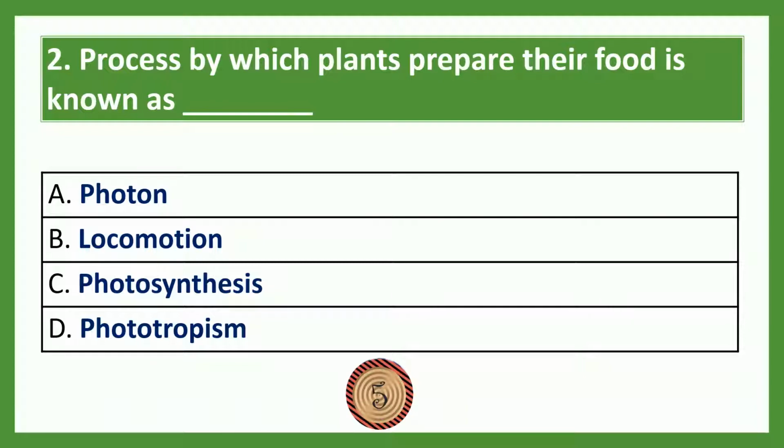This is known as the kitchen of the plant. Option A, stem, option B, leaf, option C, root, option D, flower. The answer is leaf. Leaves are called the kitchen of the plant because they help in making food for the plant.